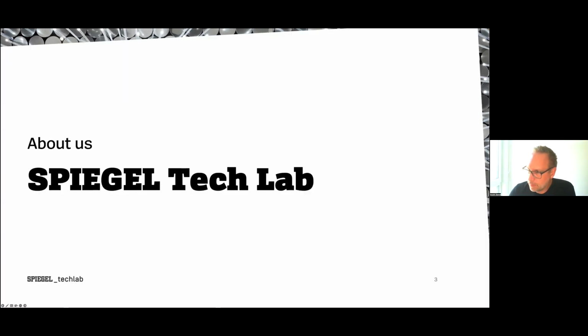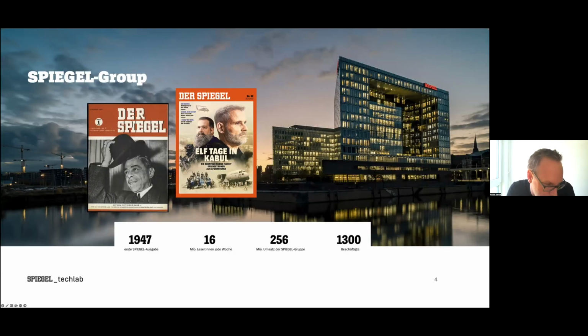Okay, some words about us. The Spiegel Tech Lab, we are part of the Spiegel Group. As Jack mentioned, we are very well known in the German-speaking market for Der Spiegel, for the magazine. The magazine was published for the first time in 1947, and we now have a very successful media brand. We reach about 60 million readers every week, and we have about 1,300 employees, mainly located in Hamburg, Germany.